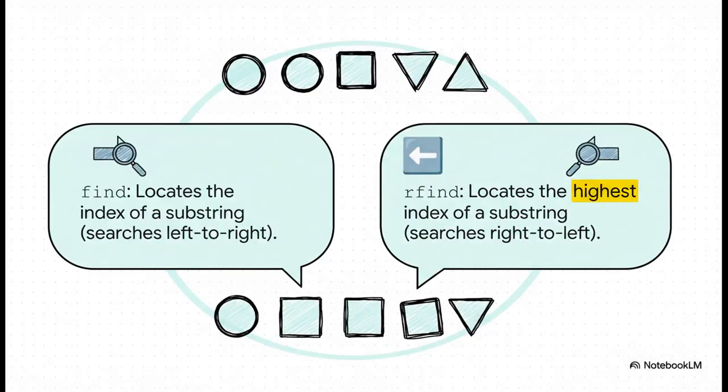And this right here is where you can really see that intelligent design in action. You've got find and rfind. One finds the first occurrence of a substring from the left. The other finds it from the right. They are perfect logical pairs. This isn't an accident. This kind of thoughtful design makes the whole library predictable and just intuitive to use. Once you know find exists, you can almost guess that rfind is probably in there too.